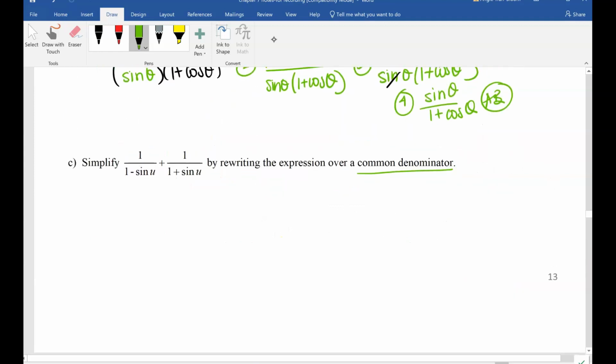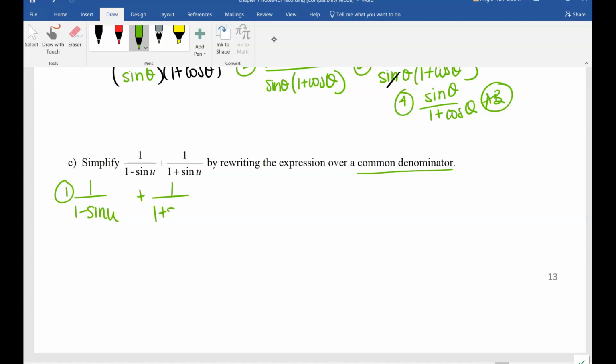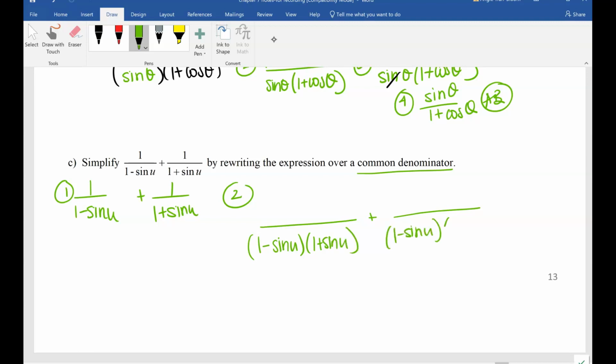So that's really what this is doing. So step number 1, copy down the problem again. 1 over 1 minus sine of u plus 1 over 1 plus sine of u. Your common denominator, you don't have a lot of choices here, so you're just going to have to multiply those 2 together. So 1 minus sine of u. And again, you have to show me all of your steps. No, you can't do proofs in your head. The whole reason of doing proofs is that I'm trying to understand your head. I'm trying to get in your head.